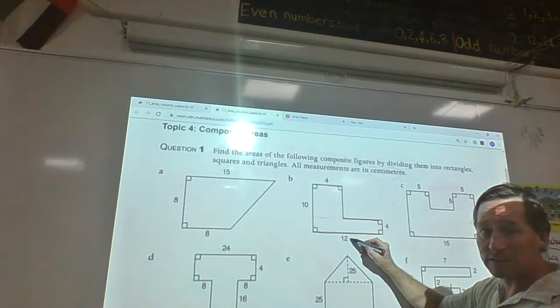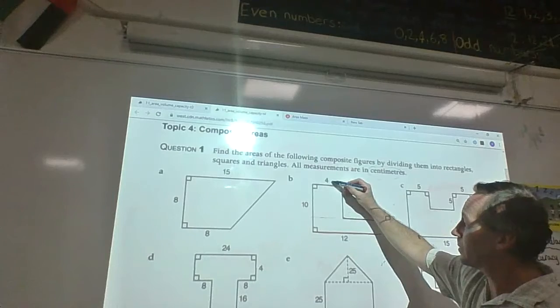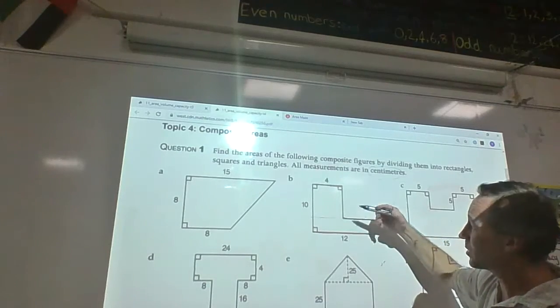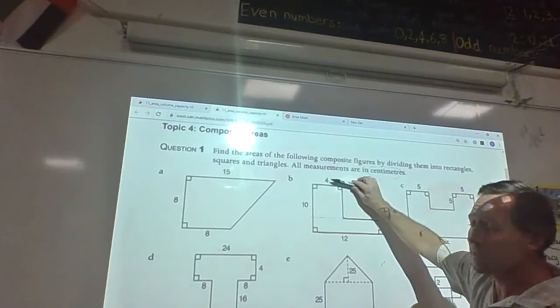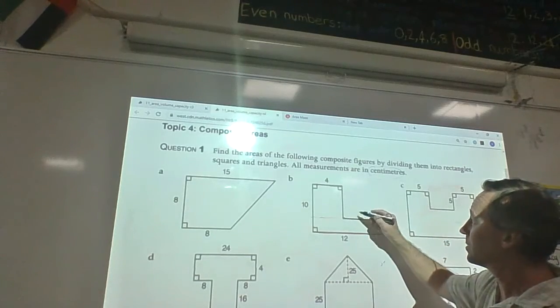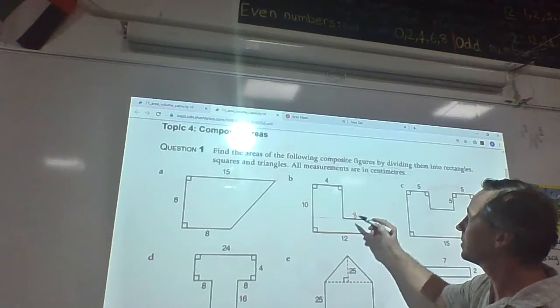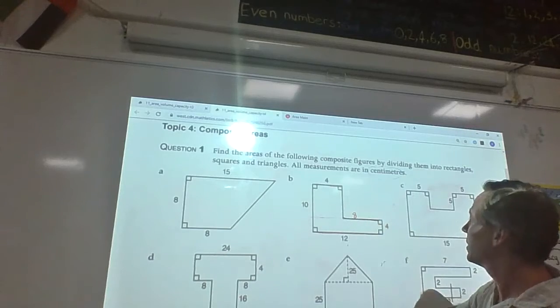So this is saying 12 centimetres, this is saying 4 centimetres, this is missing. But because they're parallel, I know that 12, take away 4, will give me this answer. And this answer must be 8. Because 8 plus 4 will give me 12.